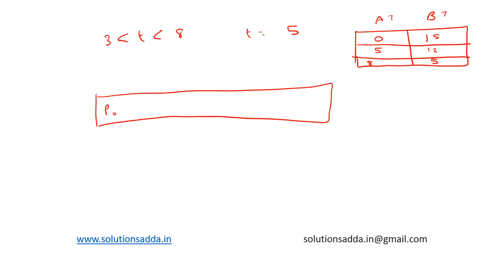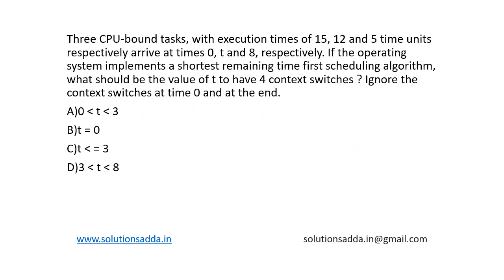So P0 runs for 5 units. Then when we compare at t equal to 5, again P0 only would be running. So P0 would be running till 8. Then next a context switch happens. Then the process P1 would be running for 5 more units, so at 13. Then again the process P1 would be running till the time 20. Then again another context switch happens, and completely the process P0 runs. So we have 3 context switches here. So going by the options, the correct answer is option A.